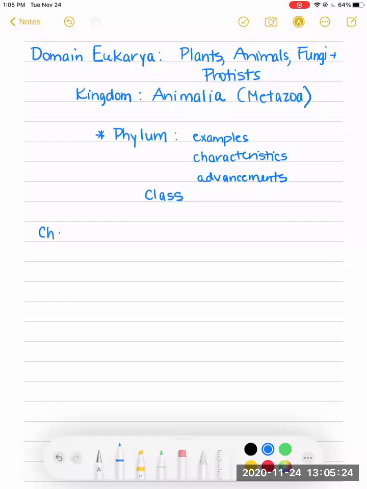Let's talk about the characteristics of all animals. And I will be showing you some slides too. I just really wanted to start with you taking some notes, and I think the best way to do that is for me to write as if I was writing on the board in the classroom.